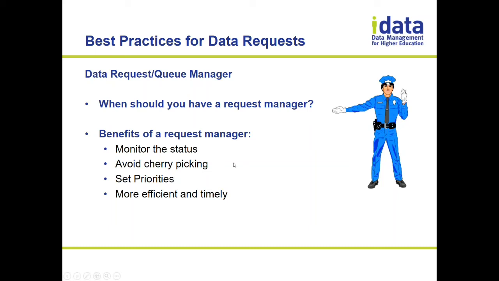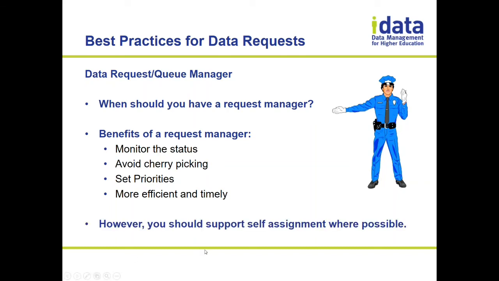I am not an advocate of unnecessary bureaucracy or complexity. So if you are a shop that has just one or two people, I don't think it's necessary, right? In that case, you might want to still support self-assignment, so that things come in and I'm going to go pick it off the list, right? And if you're going to cherry pick, you can cherry pick, but self-assignment is a good way to go. But there's a point where having a request manager makes a lot of sense.